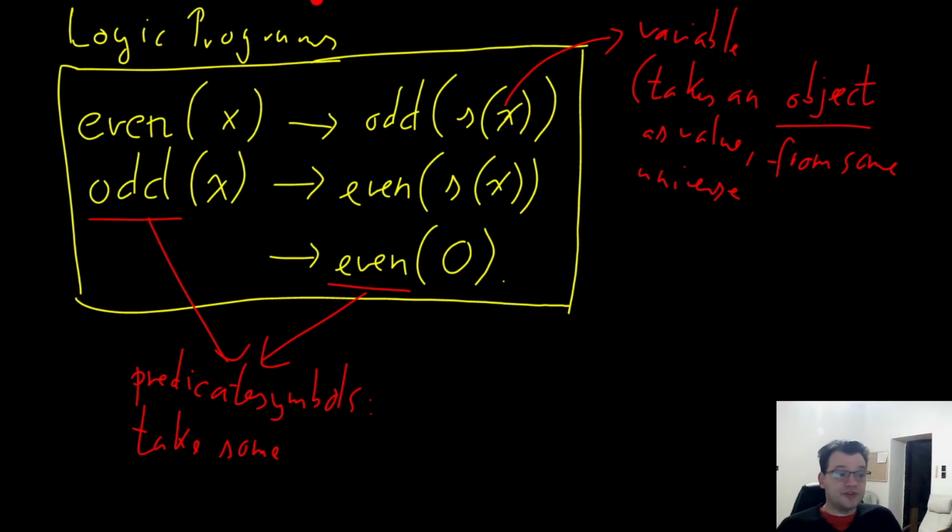And it can be even 0, in which case you will just have a Boolean value, so it's either true or false, independent of the input, because there is no input. So the predicate symbols, in some world, will take some objects and output a truth value.